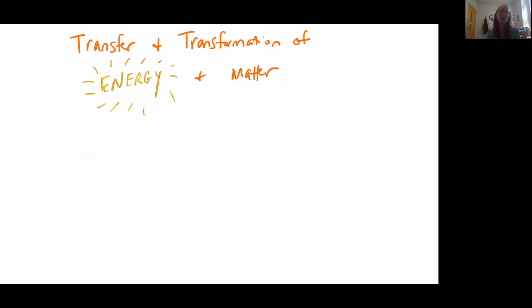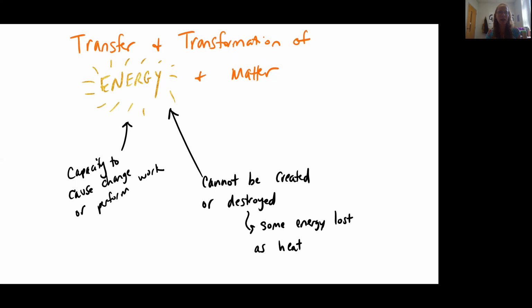Next, we need to look at the theme of transfer and transformation of both energy and matter. And let's begin by making sure we understand what the term energy means and what the term matter means. Energy is the capacity to cause change or to perform work, okay? And it cannot be created or destroyed, but we do see that anytime energy is transforming from one form to another, some of that energy will be lost in the form of heat. So it's not that you destroyed the energy, you're just losing it out into the atmosphere, basically.